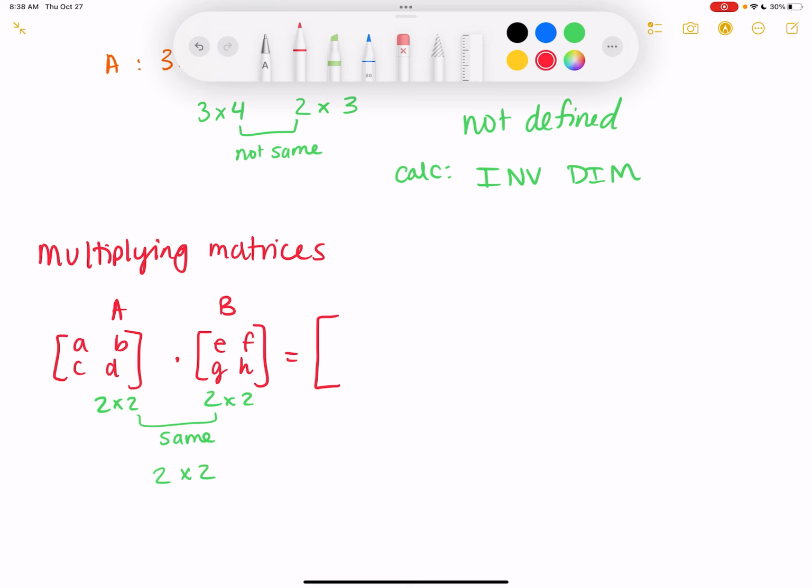So when we multiply, you multiply this times this. So you get A times E, so it's the first thing in this one times the first thing in this one, plus the first thing in this one, or sorry, the second thing in this one times the second thing in this one.